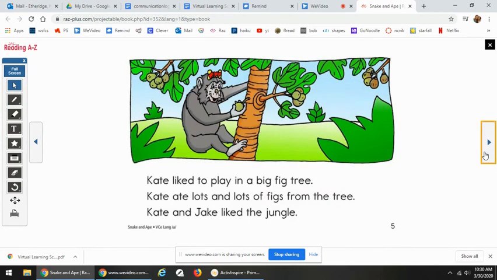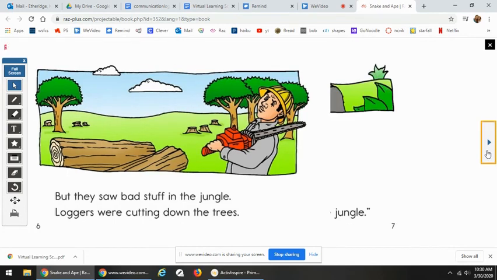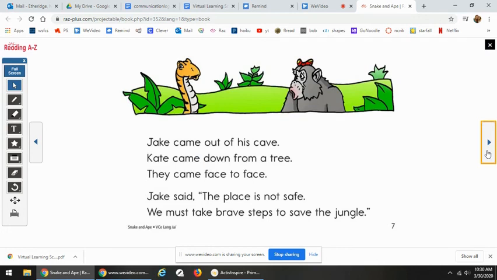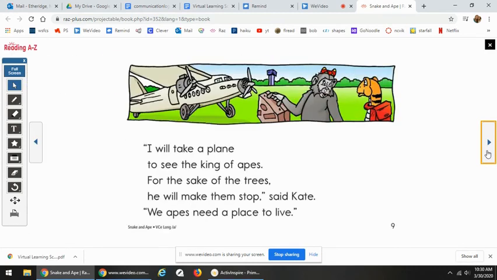And then what happened in the middle of the story? There was a problem. What was our problem that we found in the middle of the story? That's right. People tried to start cutting down trees for roads and they didn't know what to do. So they wanted to think of a solution to their problem. What was their solution? Do you remember? Kate said she was going to go, right, on a plane to see the king of the apes.